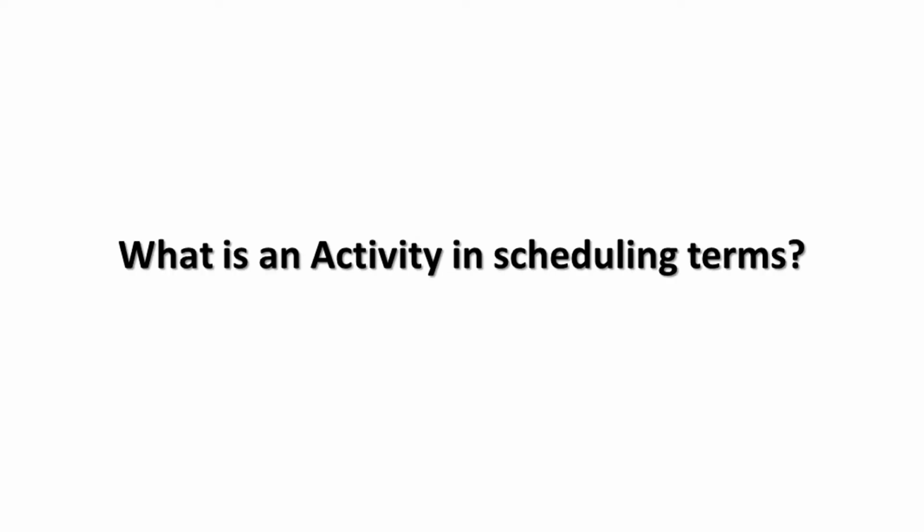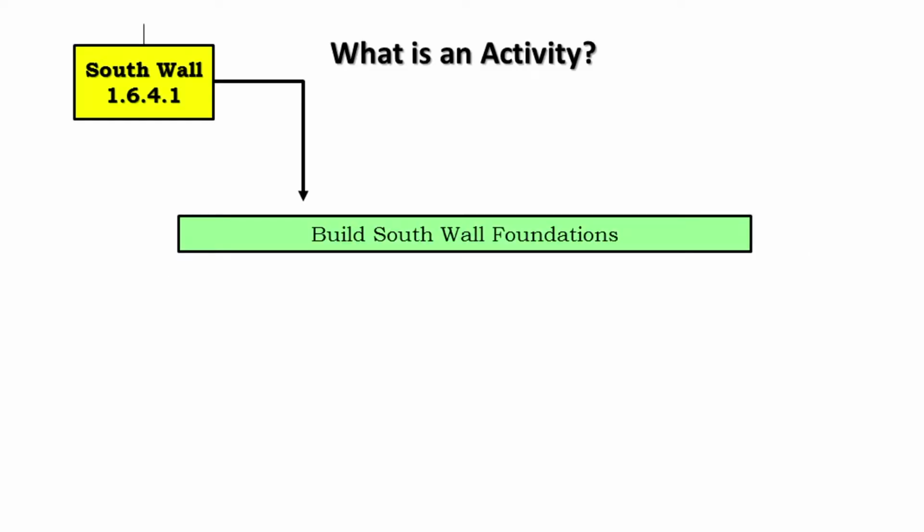Today we're going to take a quick look at activities and the correct way of implementing them into your project. What is an activity in scheduling terms? An activity is an item that represents discrete effort required to complete a WBS deliverable. An activity has a planned start date, a duration, and a planned finish date.